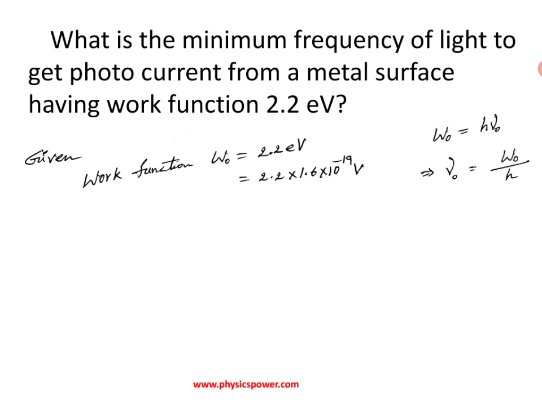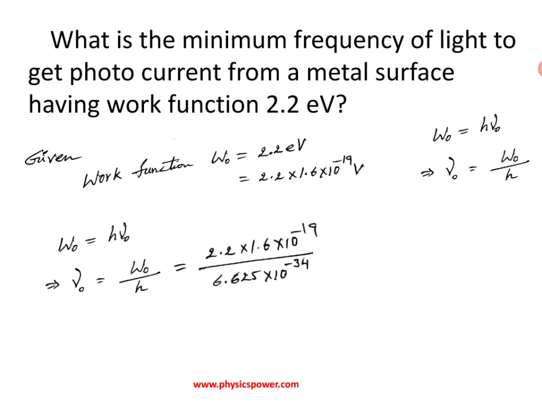And this is the hint: work function W naught equals h nu naught, so nu naught equals W naught by h. W naught is given data, h is Planck's constant. If you substitute both, from this, 2.2 into 1.6 into 10 to the power minus 19, the work function, by Planck's constant 6.625 into 10 to the power of minus 34.